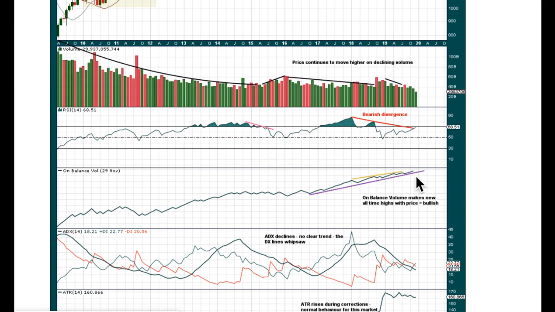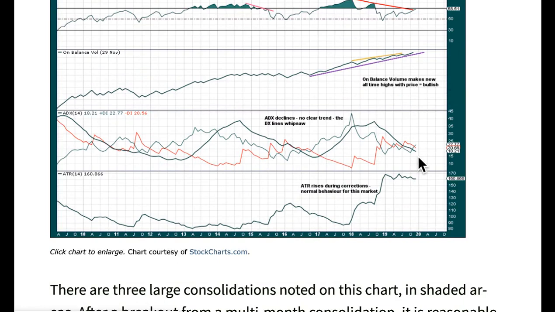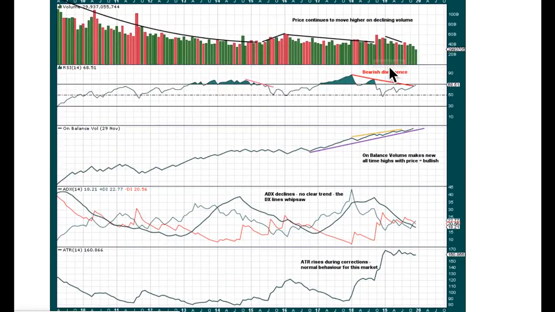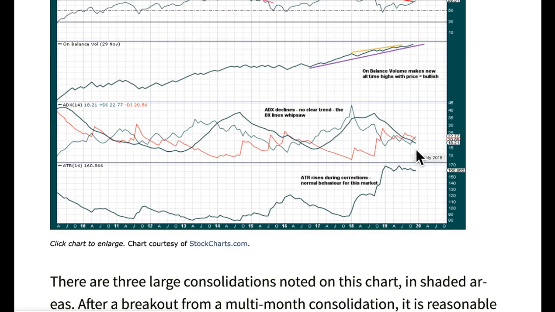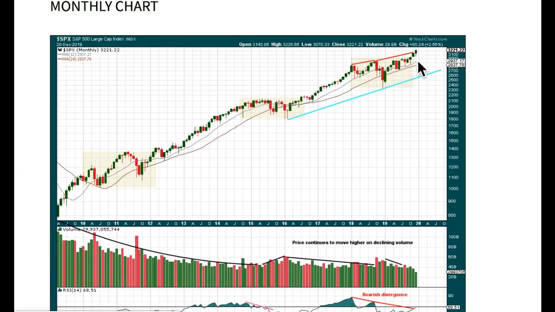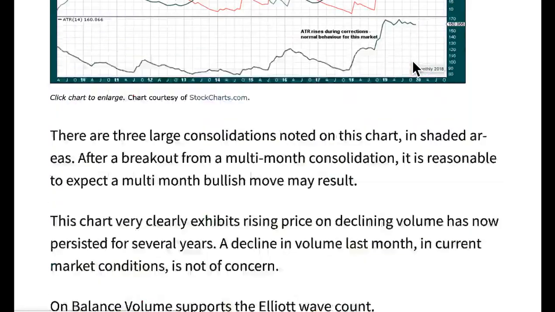On balance volume confirms new all-time highs with price. At this time frame, ADX is declining, the DX lines are whipsawing. At this time frame, because price was in this big consolidation, there is no clear trend, as evident by ADX, but obviously, according to price, there definitely is after this upward breakout.